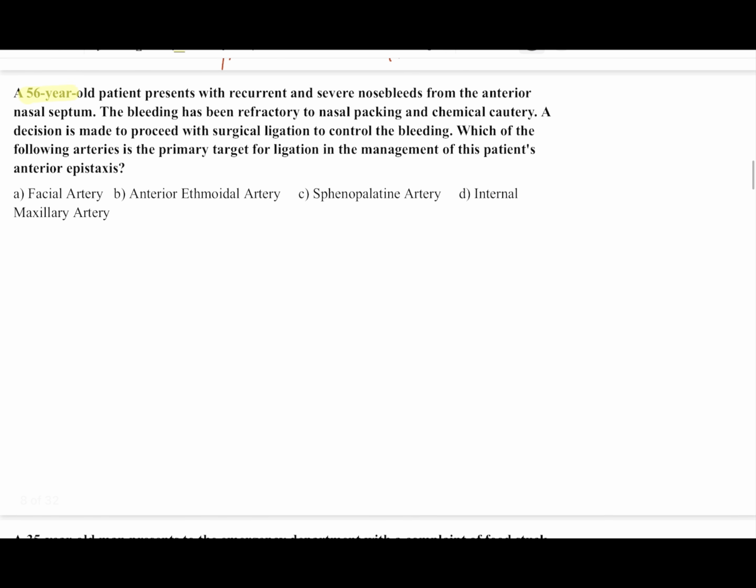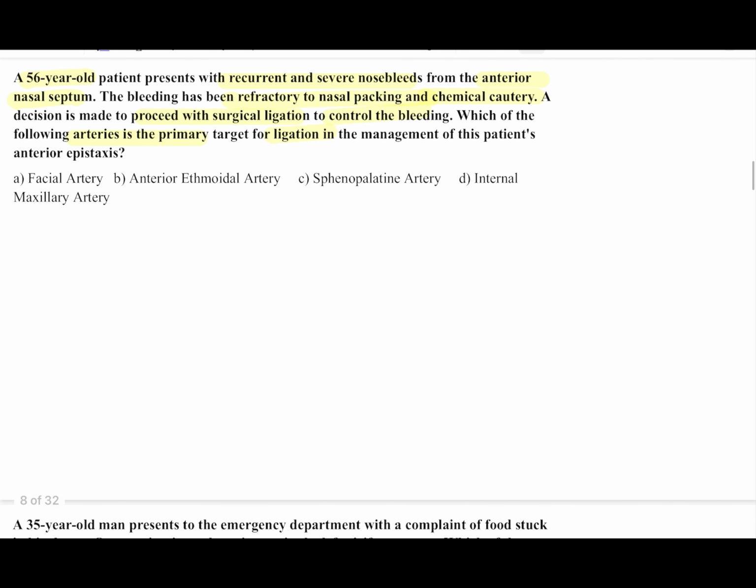Next question is a 56-year-old patient presenting with recurrent severe nosebleed from the anterior nasal septum. The bleeding has been refractory to nasal packing and chemical cautery. The decision is made to proceed with surgical ligation to control the bleeding. Which of the following arteries is the primary target for ligation in the management of the patient's anterior epistaxis?